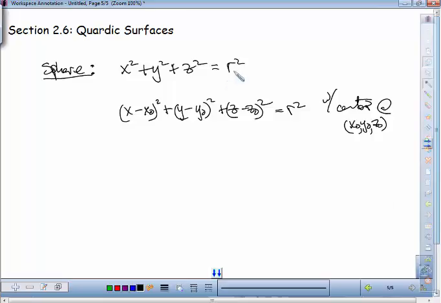Now imagine dividing out the r squared. If you divide out the r squared, you have x squared over r squared plus y squared over r squared plus z squared over r squared is equal to 1. And imagine taking that sphere and stretching it along the x or stretching it along the y or stretching it along the z. And so what you have is a three-dimensional version of your ellipse, which is called an ellipsoid.